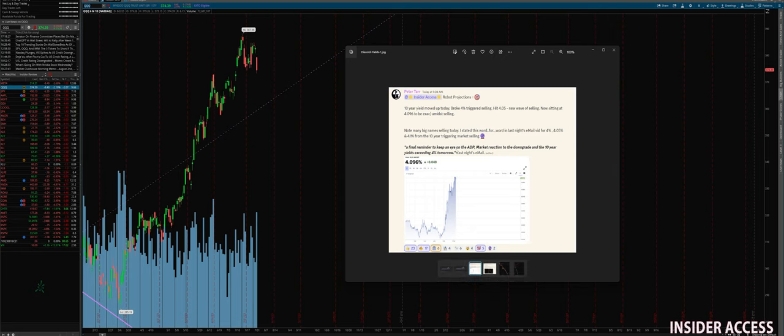So here we are. We call them robot projections. We have a little bit of fun in Discord. I took this screenshot earlier. The 10-year yield moved up, broke 4%, triggered selling, hit 4.05%, new wave of selling, now at 4.096. And what do we say here? Note many big names are selling off today. I stated this word for word in last night's email: at 4.05 and 4.1%, those are our triggers for the 10% sell-off.